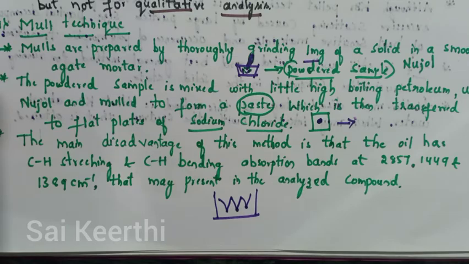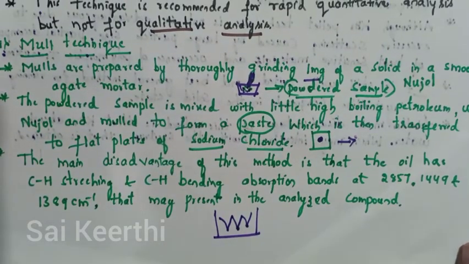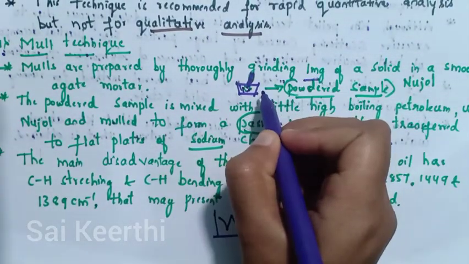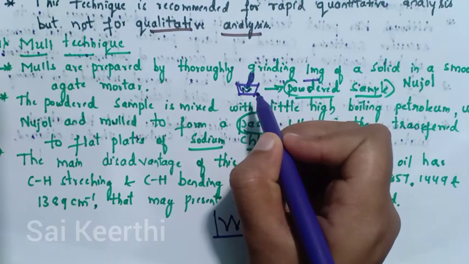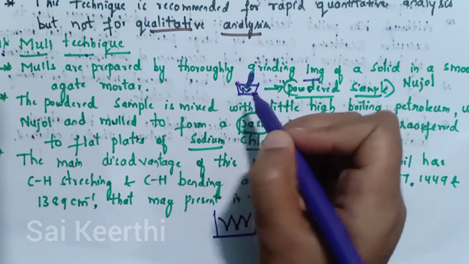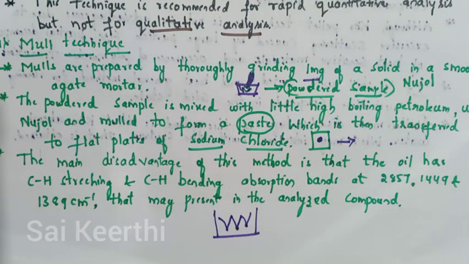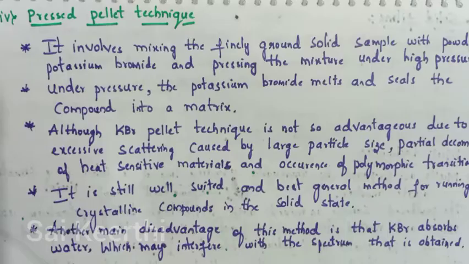This method is very easy. First we have to take 1 mg of solid sample and grind it in the agate mortar with the help of a pestle, and this powder sample is mixed with Nujol and this paste is transferred to flat plates of sodium chloride. And we can also use halocarbon oil, fluorolube, or hexachlorobutadiene in this mull technique.